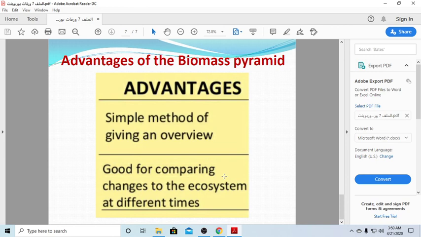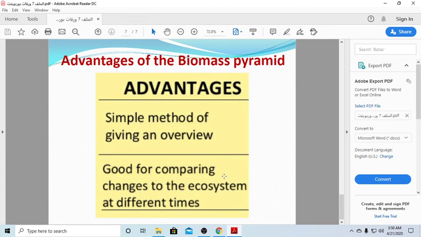So now we know that biomass is very important and we can use it. So what are the advantages of biomass? What are the benefits of this biomass? Number one, it's a simple method to give us an overview about our economy. If we want to detect the energy in any economy, because energy is a very important factor to know about the place. So it's a simple method as I told you.